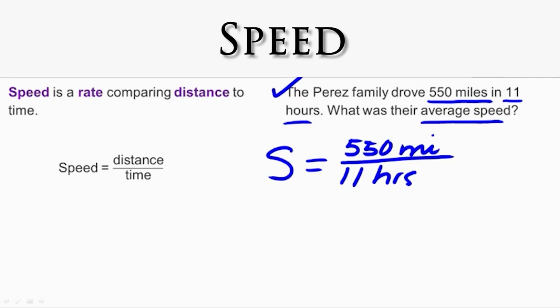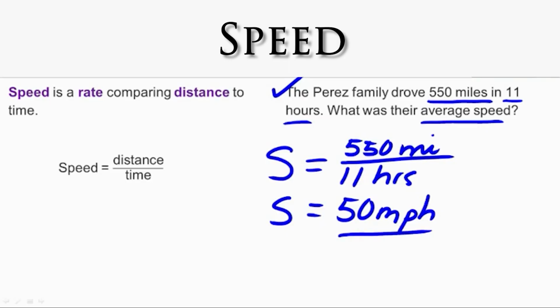So the next step is to take the 550 miles and divide it by 11, and you would get 50 miles per hour, which is their average speed. So this is what we know now. We know the Perez family's average speed was 50 miles per hour. So this is how you can use the speed formula to solve a problem.